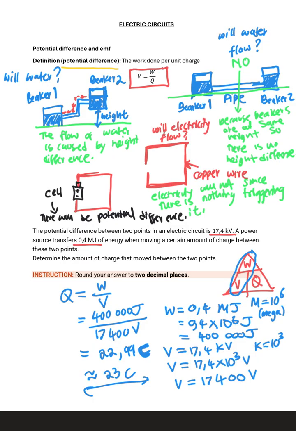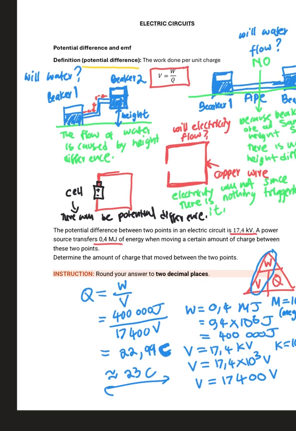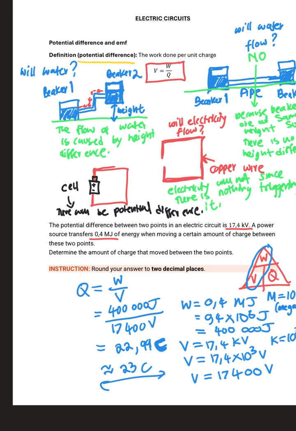It's approximately 23 coulombs, right? So this is how we do the calculation. So this is the amount of charge that moved between the 2 points.